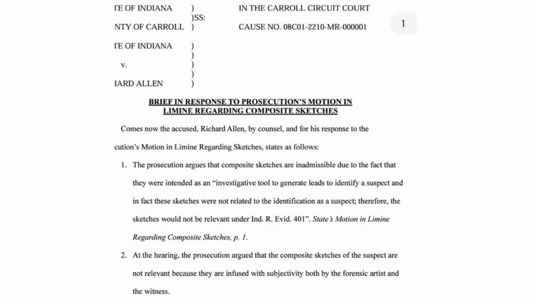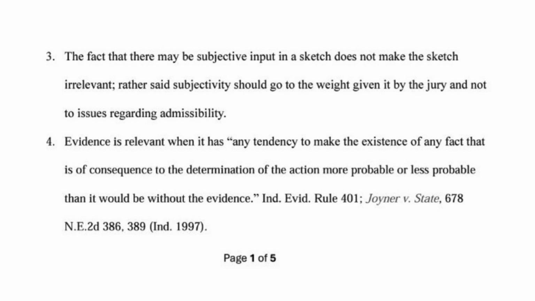2. At the hearing, the prosecution argued that the composite sketches of the suspect are not relevant because they are infused with subjectivity both by the forensic artist and the witness. 3. The fact that there may be subjective input in a sketch does not make the sketch irrelevant. Rather said subjectivity should go to the weight given it by the jury and not to issues regarding admissibility.